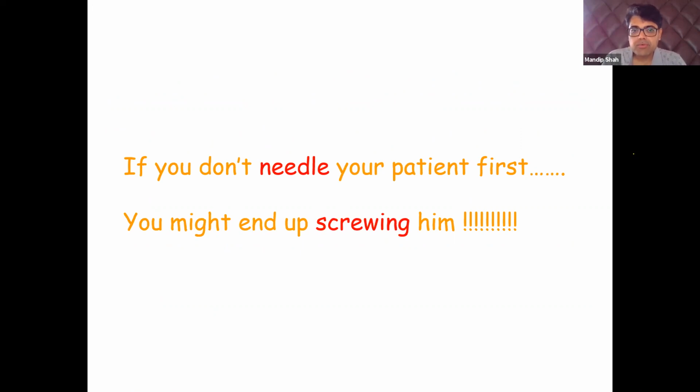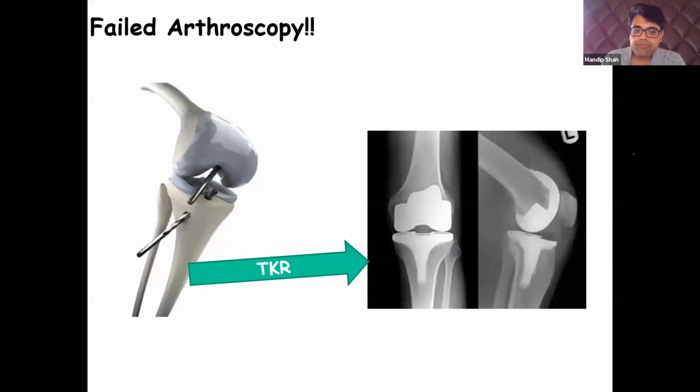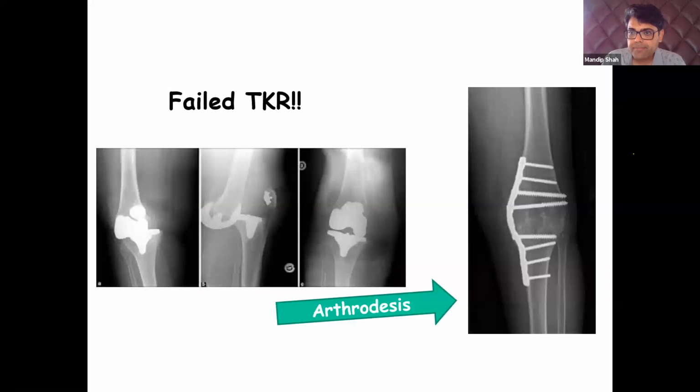It's a very vital thing to do. Because with failed trauma surgery, what will happen? At the most, you will have a non-union or a malunion. A failed arthroscopy, you can rectify with maybe a knee replacement. A failed knee replacement, you can do a fusion.